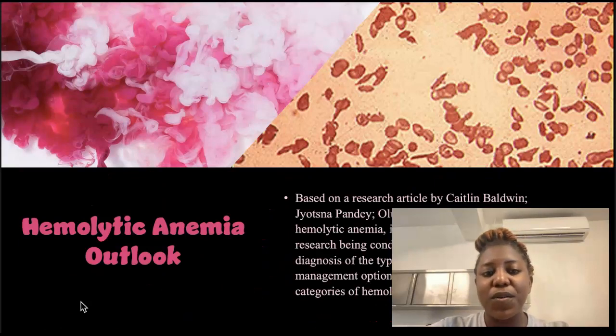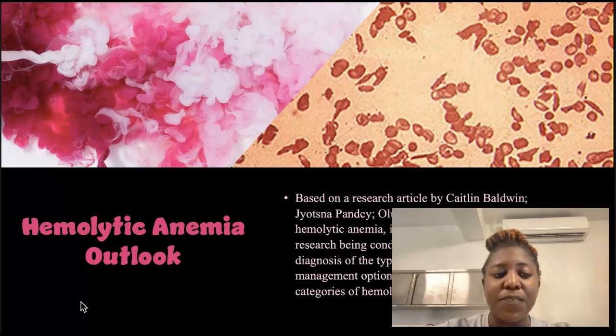Conclusively, the outlook for hemolytic anemia. Based on a research article by Kathleen Baldwin and others, it is evident that there is active research being conducted about the disease, diagnosis of the type of hemolytic anemia, and management options available for several categories of hemolytic anemia.